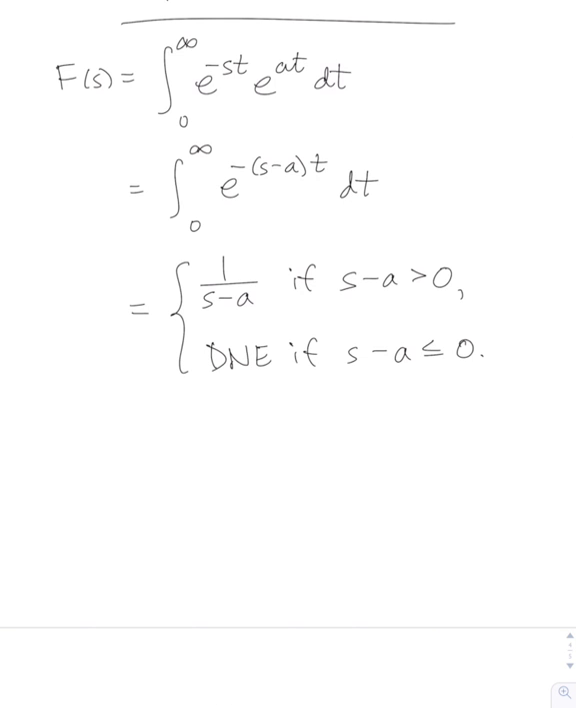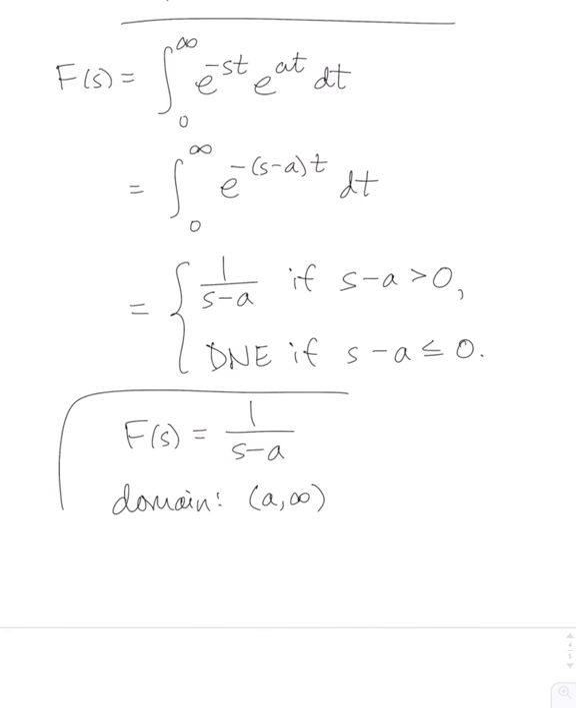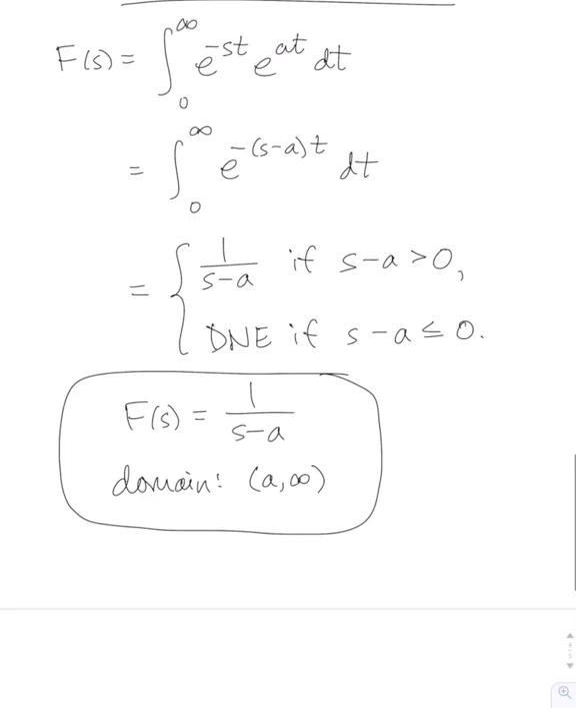Okay, so then what can we say? Put this all together. What is the Laplace transform? F of s, it's going to be 1 over s minus a, but what's the domain? The domain, remember, is all the s so that the improper integral is convergent. So we need s minus a to be positive, so it's all values of s bigger than a. So it's going to be the open half line from a to infinity.